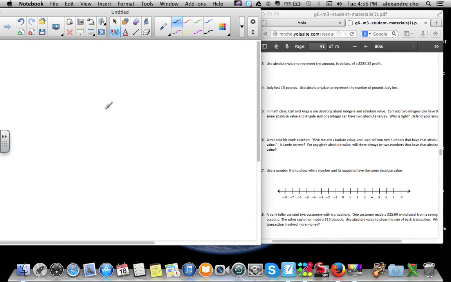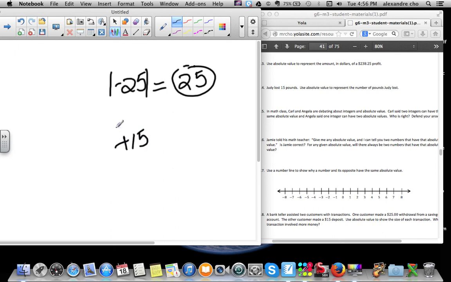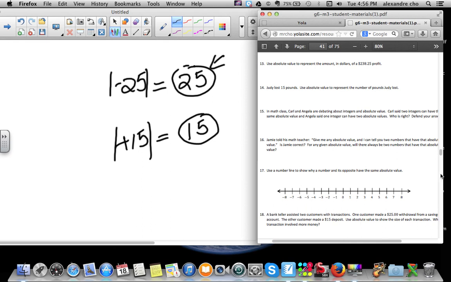Well, she made a withdrawal. Withdrawal means taking out money, so usually represented by a negative integer, -225. But the size of her transaction involved $225. The other one made a deposit. Deposit is usually a positive integer, +15, and it involved $15. This is the size of the transaction. Which one involved more money? Well, this one. The withdrawal of $225 had more money in the transaction. Very simple question.